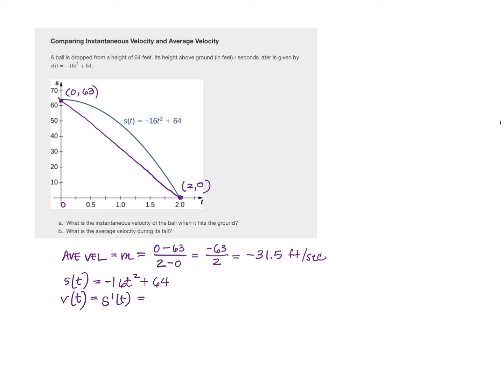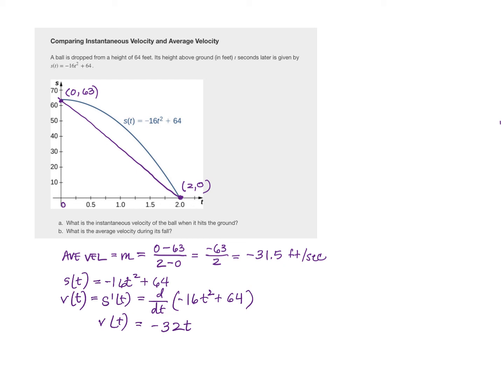And that is going to be the derivative with respect to t in this case of negative 16 t squared plus 64. And if you need to, you can use your derivative rules. So you could use the sum and the constant multiple rule, and what you'll end up with is negative 32t. So the velocity function is given by negative 32t. And notice that it changes depending on what our t value is. So we are finding the velocity at a particular point in time, and they want us to find it when it hits the ground. And so when it hits the ground is at 2 seconds.